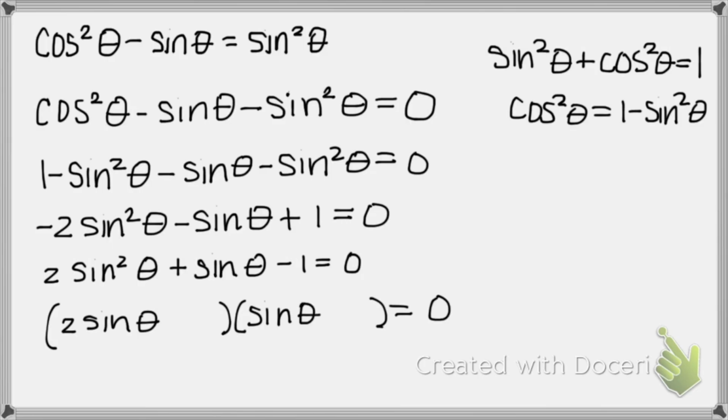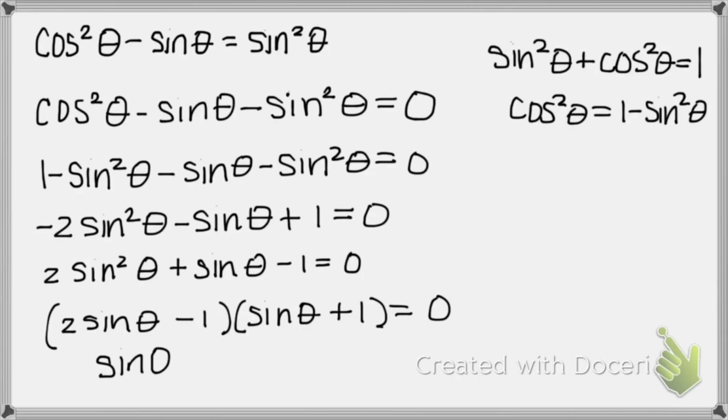See where this is going? That I've got 2 sine theta times sine theta is 2 sine squared theta. And then I've got this -1 here. So I'm going to have a 1 and a -1. And I want the +1 to give me the +2. And then the -1 to give me the -1. And that'll give me a sine theta. So that's factored. And then I can use the zero product property, right?